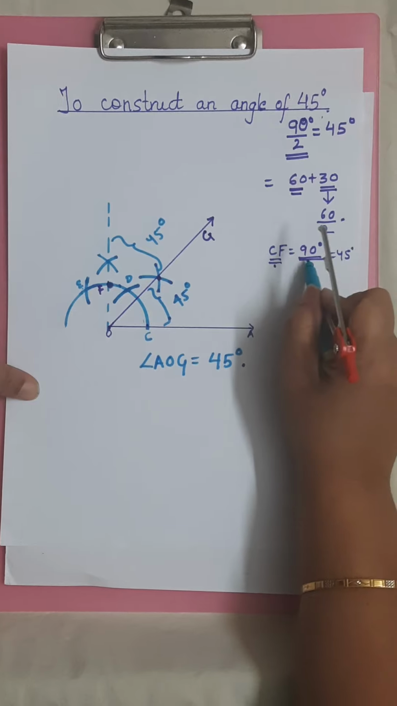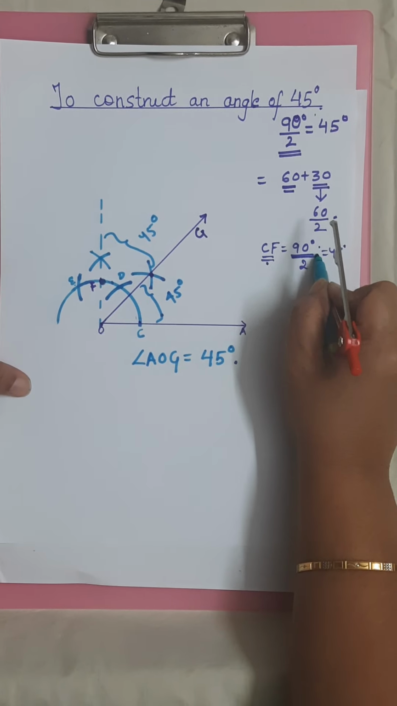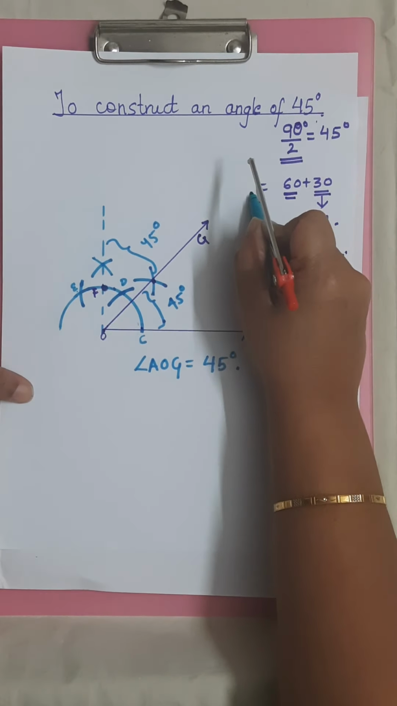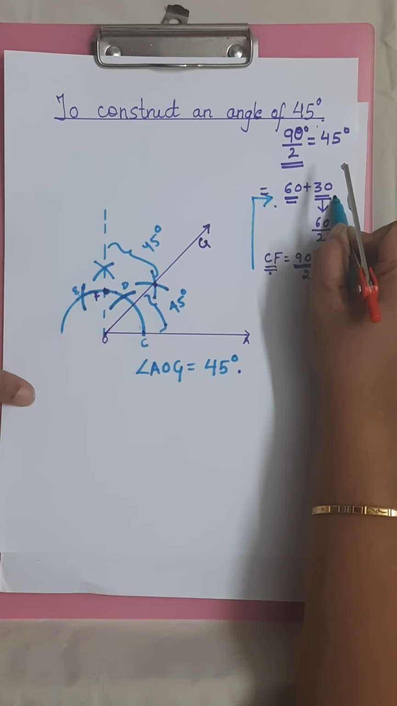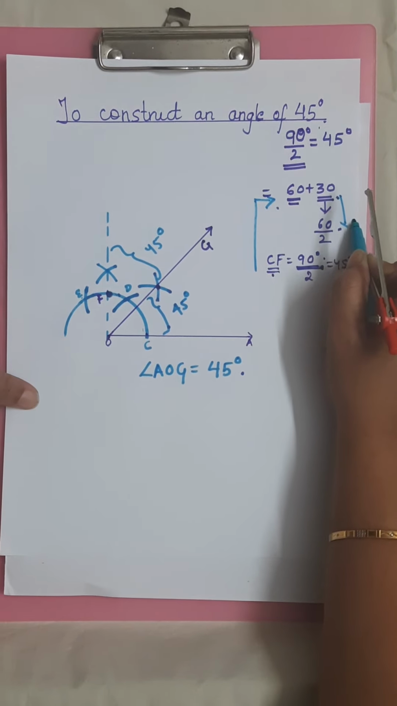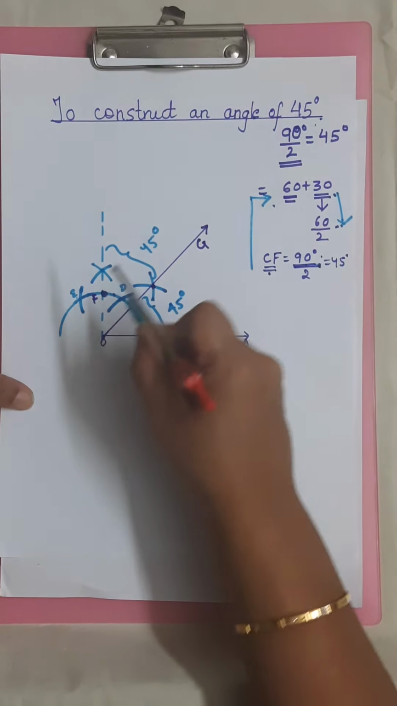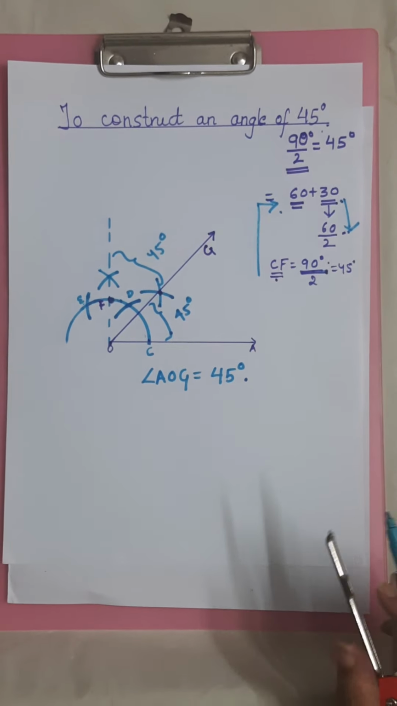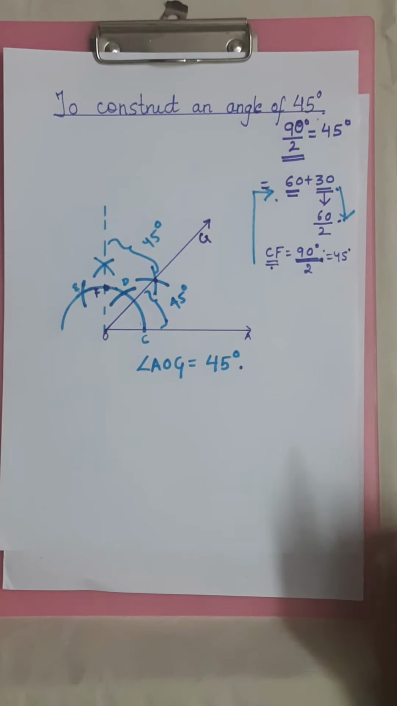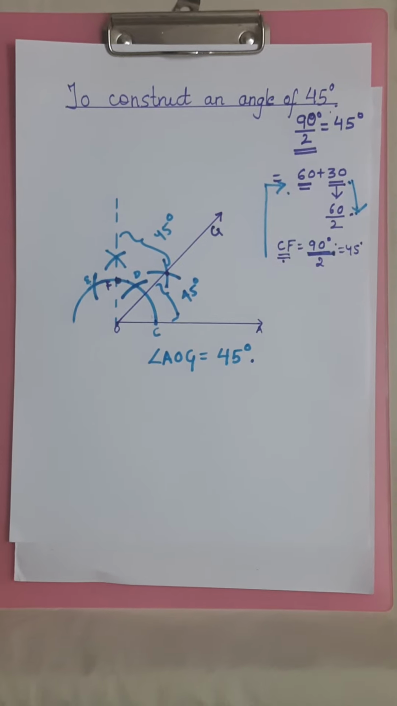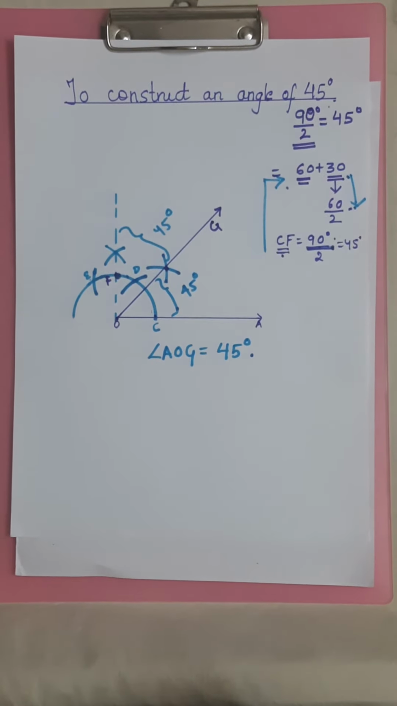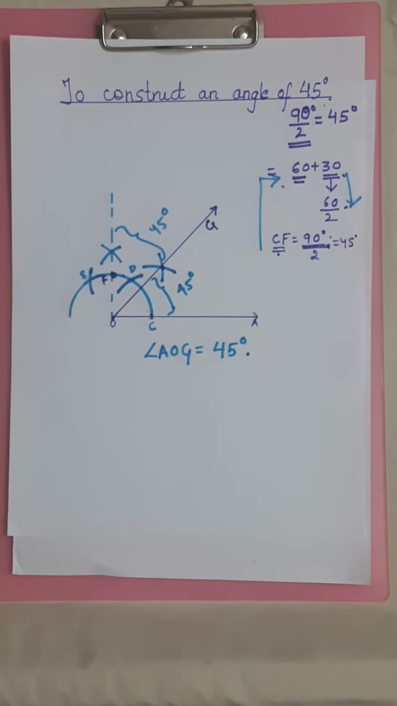How you got 45? You bisected 90. And for making 90, what you needed? You needed 60 and 30. For 30, what you needed? You needed 60. So apply your logic. You need not learn constructions. You need to understand the logic behind it and you can do it on your own. I hope this is clear to you.